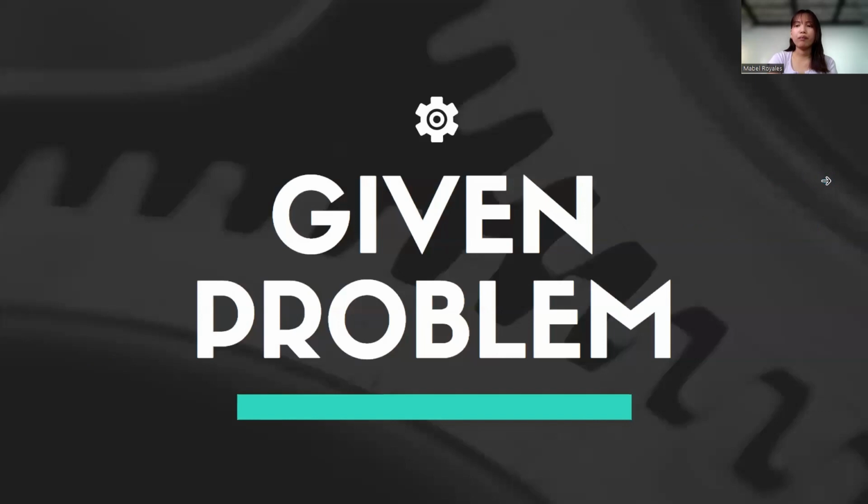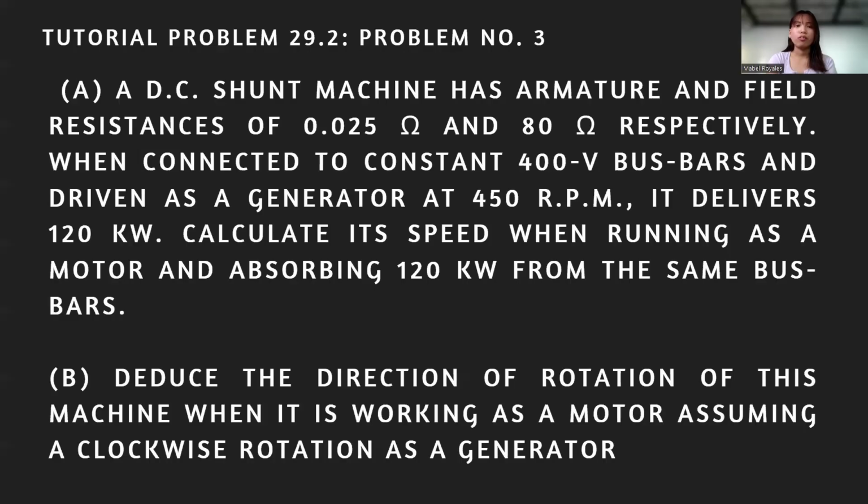This is the given problem that I chose. Tutorial problem 29.2, problem number 3. A DC shunt machine has an armature and field resistances of 0.025 ohms and 80 ohms respectively. When connected to constant 400-volt bus bars and driven as a generator at 450 RPM, it delivers 120 kilowatts. A. Calculate its speed when running as a motor and absorbing 120 kilowatts from the same bus bars.